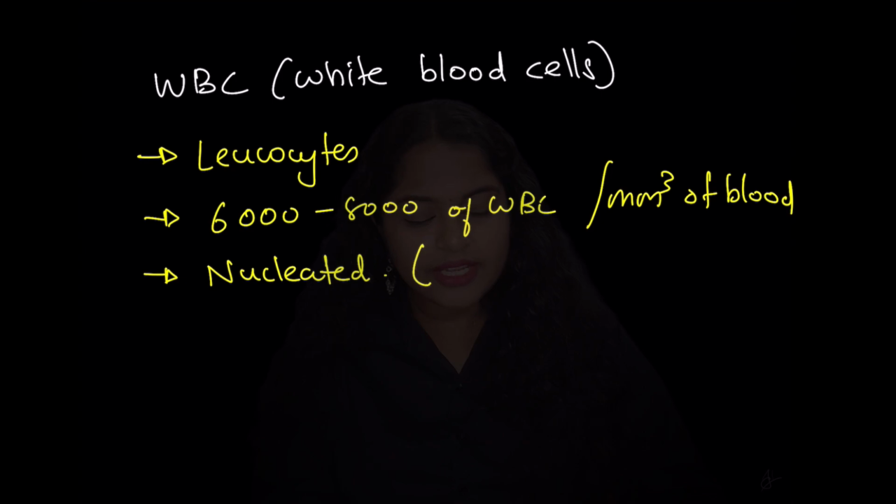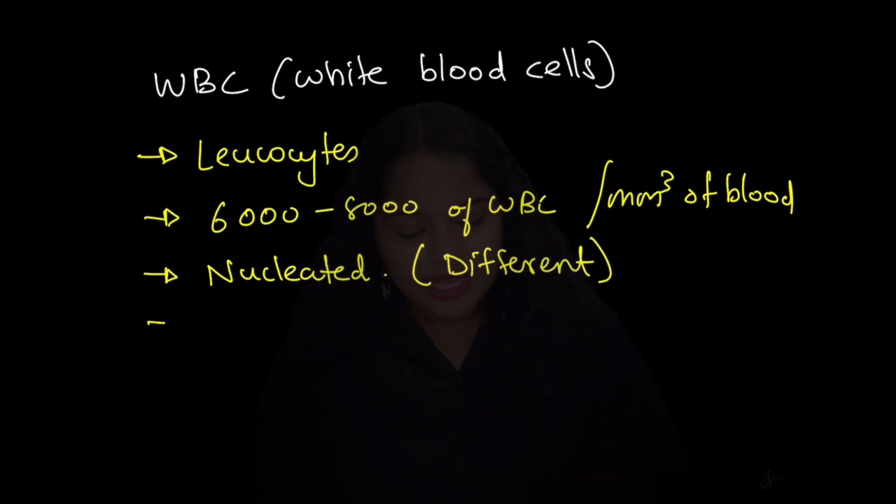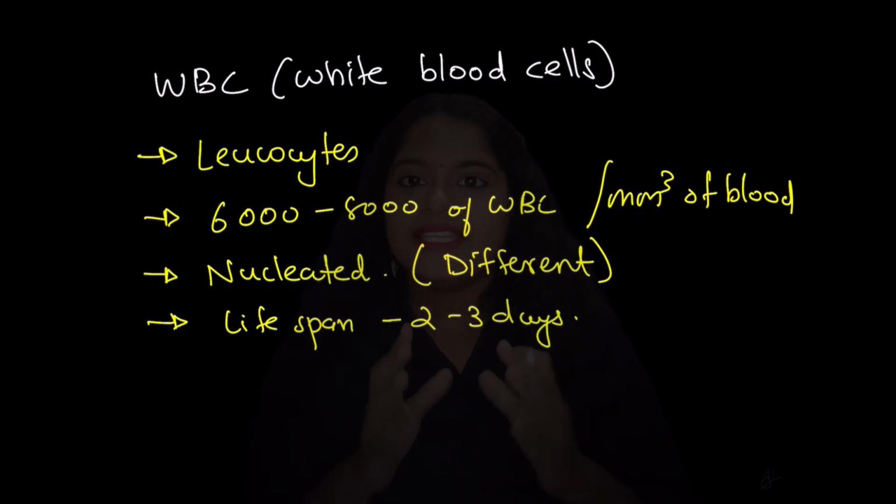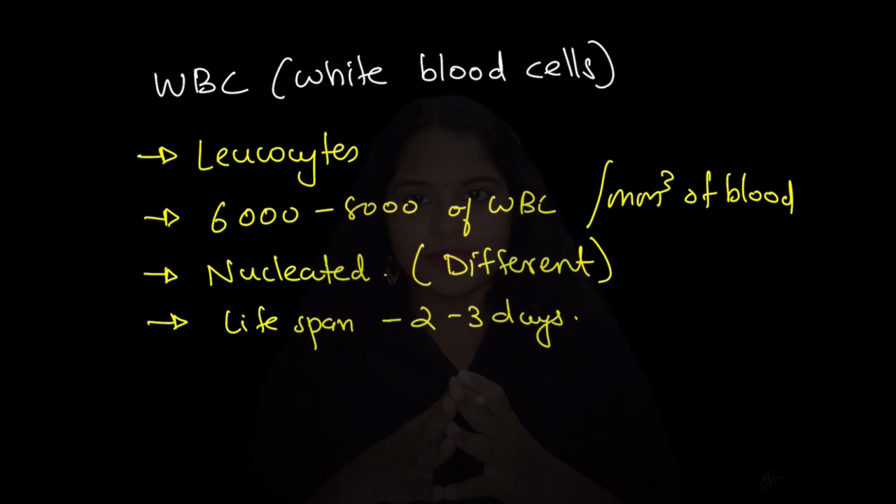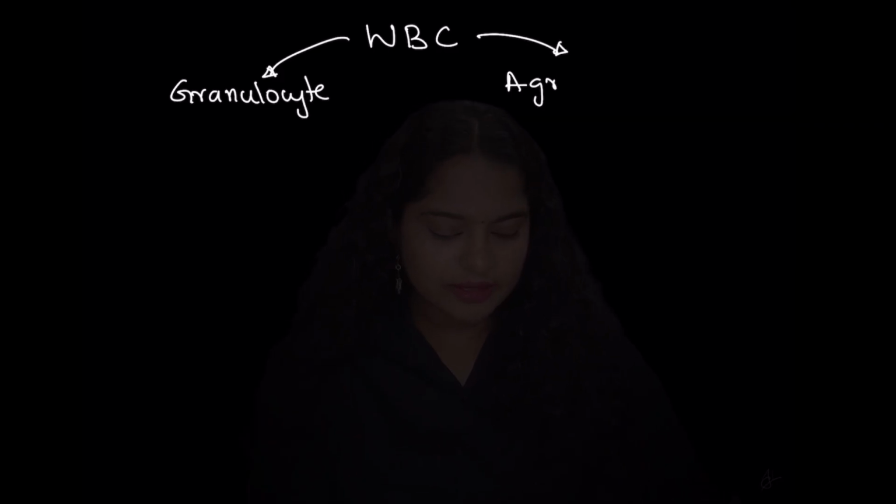Their nucleus shape and size differs in different types of WBCs. These WBCs are short-lived, that is, their lifespan is just 2 to 3 days. Now let us see different types of WBCs. These WBCs are of two types. One is granulocyte and the other one is agranulocyte.